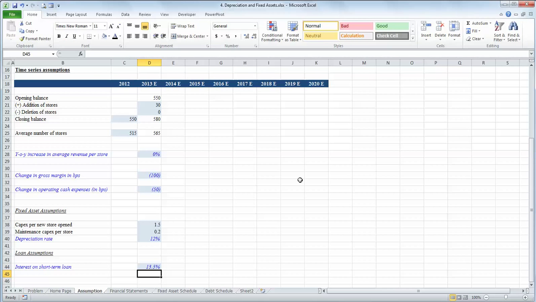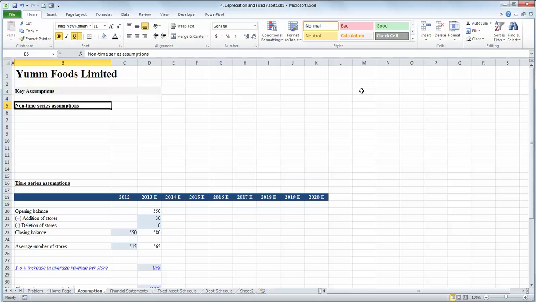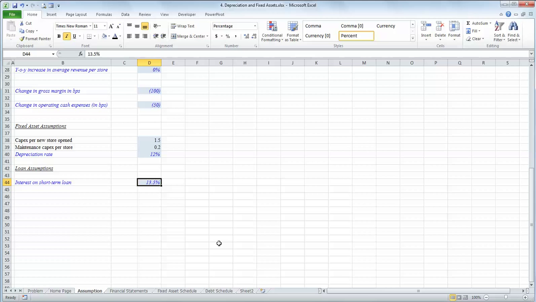Given that this is a fixed interest rate which is not expected to change, we may be inclined to include it as part of non-time series assumptions. However, as I said earlier, over a period of time, if the company's finances change, the interest rate might undergo a change, and that's the reason we may prefer to keep it as part of the time series assumptions.